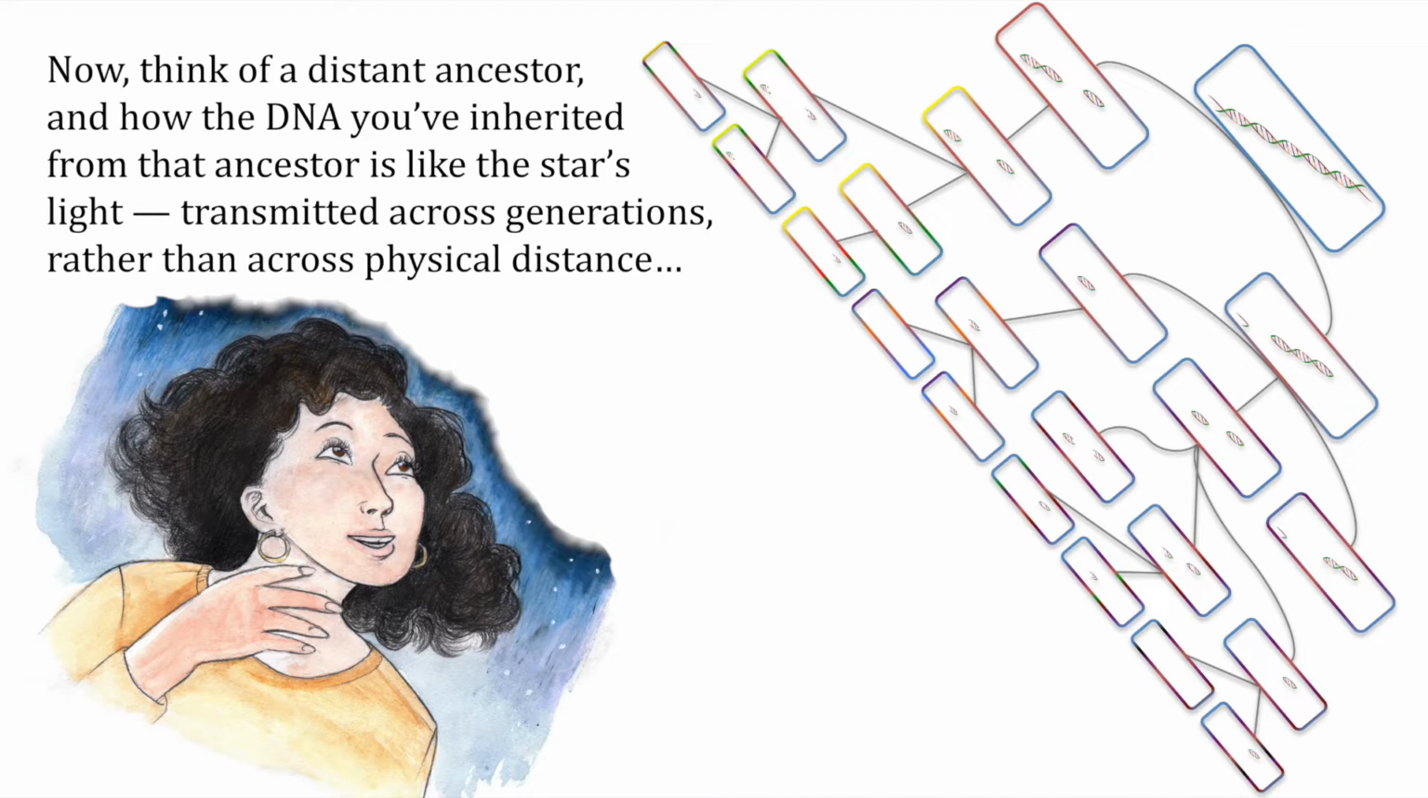Likely as not, you've received only a small amount of any distant ancestor's DNA, but some of that genetic material is potentially available to every living descendant of your ancestor, the way a star's light can be seen over a large area.